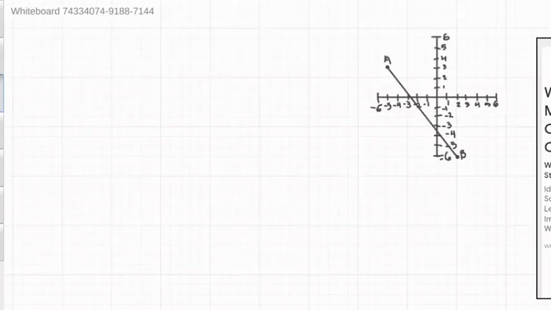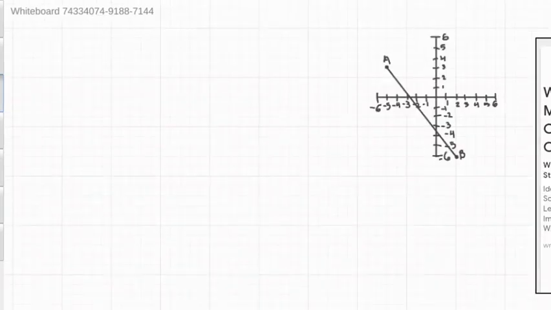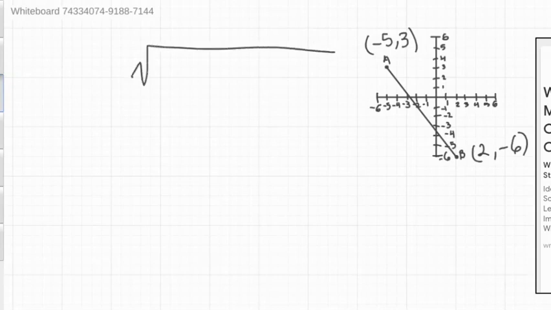Alright, let's do another practice problem. So do this one on your own and then come back when you have your answer. Alright, I'm going to start off by writing the coordinates. So I have -5 and I have 3. And for B, I have 2 and -6. Then I know that distance always starts off with the square root. I'm going to label my x1s and y1s and my x2 and y2. And then I'm going to plug it into my formula.